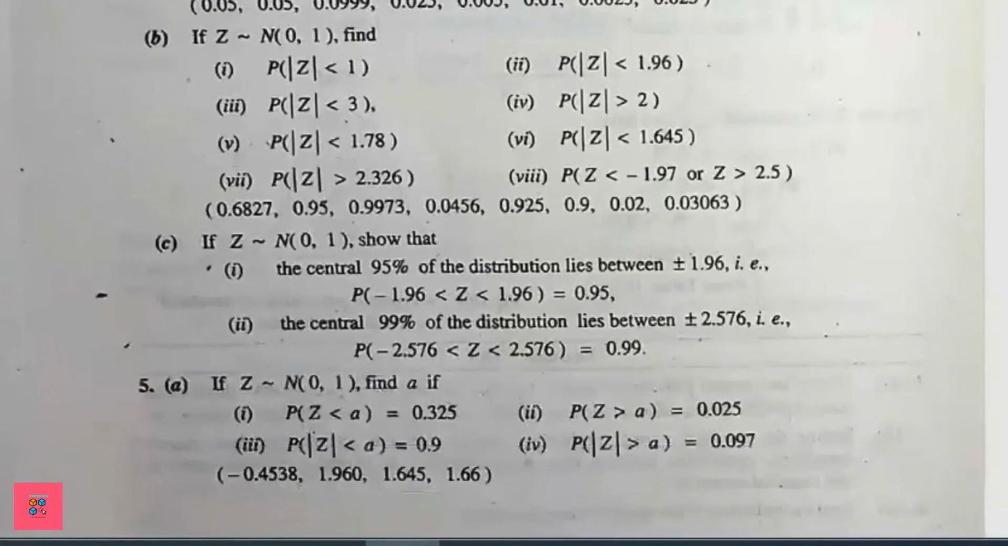Assalamu alaikum. Today's topic is question number 5a from the exercise, in which z is a standardized normal variate with 0 mean and unit variance, and we have to find a such that the probability z less than a is equal to 0.325. This is the first part. Now come to the software.